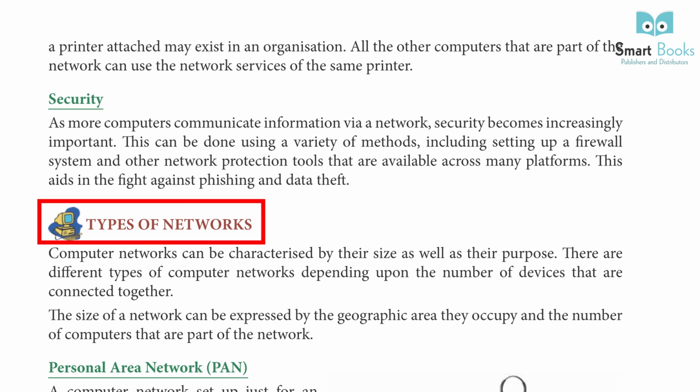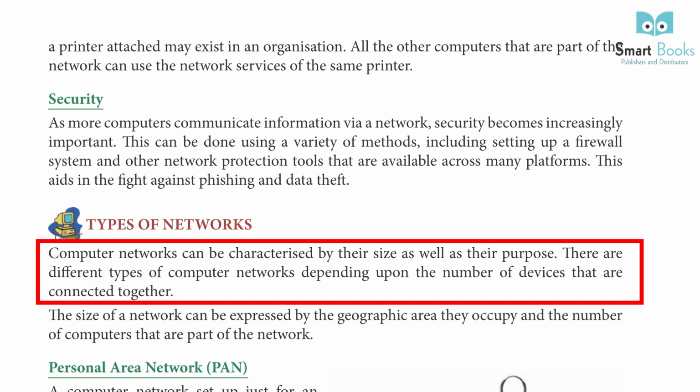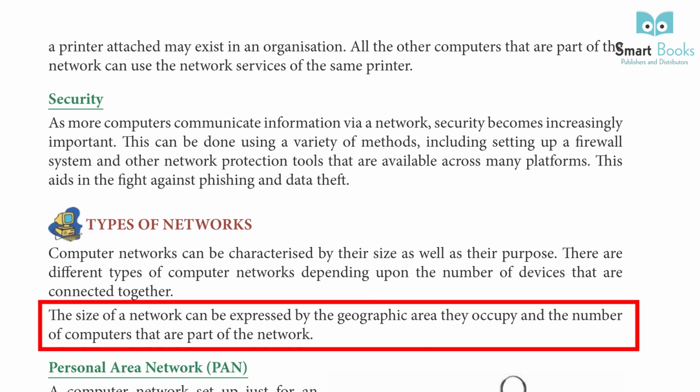Types of networks. Computer networks can be characterized by their size as well as their purpose. There are different types of computer networks depending upon the number of devices that are connected together. The size of a network can be expressed by the geographic area they occupy and the number of computers that are a part of the network.